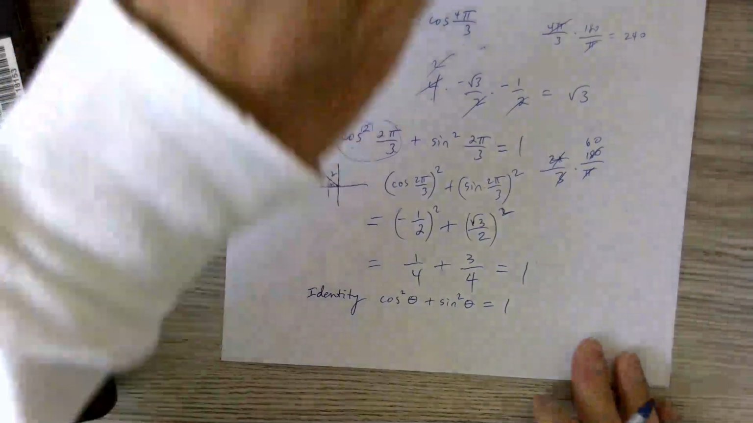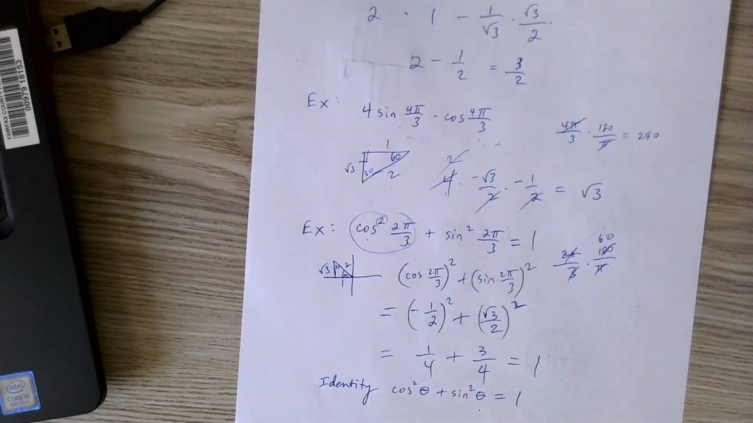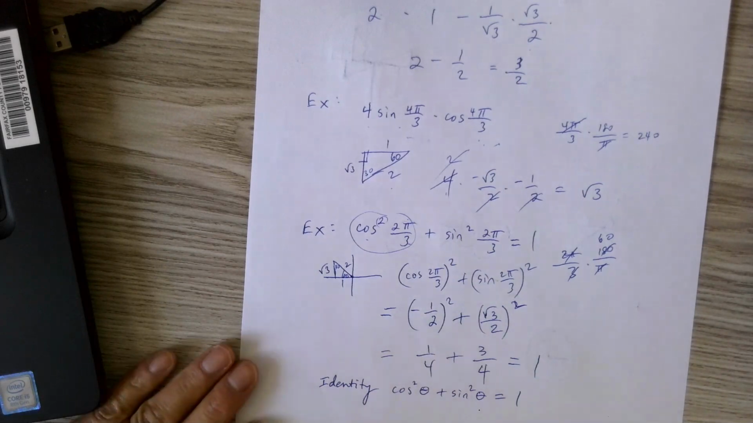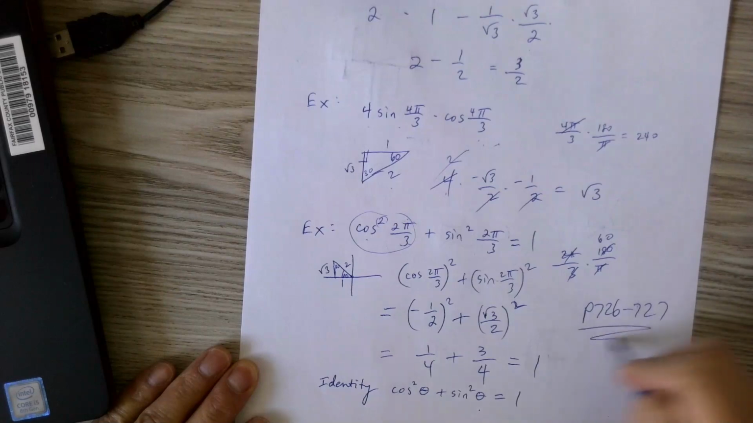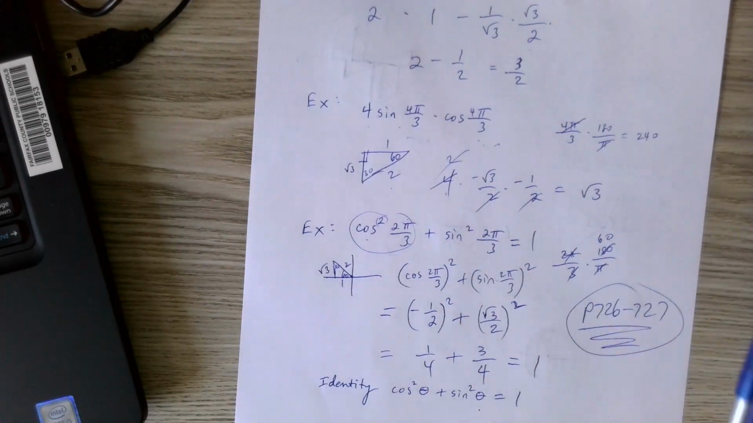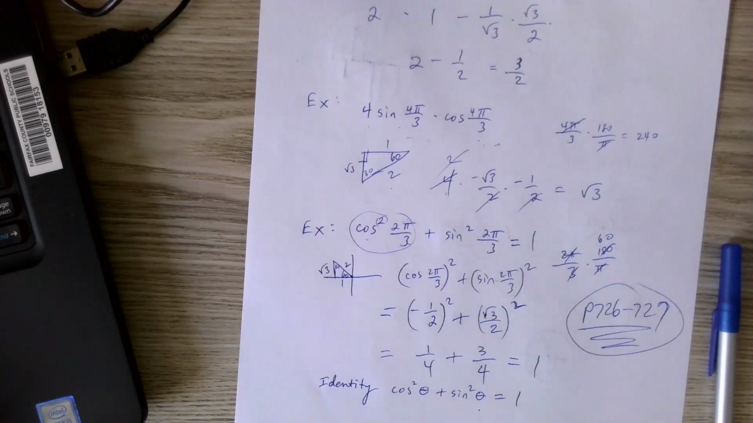Okay, so those are the 4 examples. They come from your book. I picked even numbered problems from your book in the exercise on page 726 to 727. So if you feel comfortable, you can go ahead and do some problems from there. I'm going to formally assign problems from those pages on the 22nd, April 22nd, which is in a couple days. But you can go ahead and do some of them now if you want. Okay, this concludes the first video.